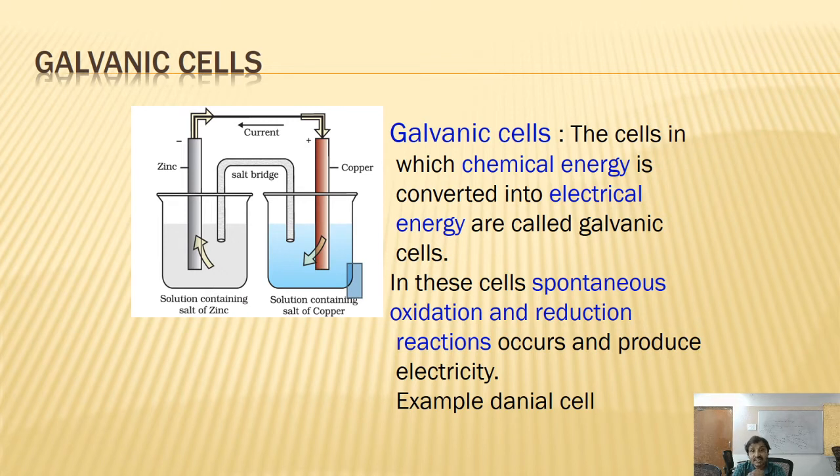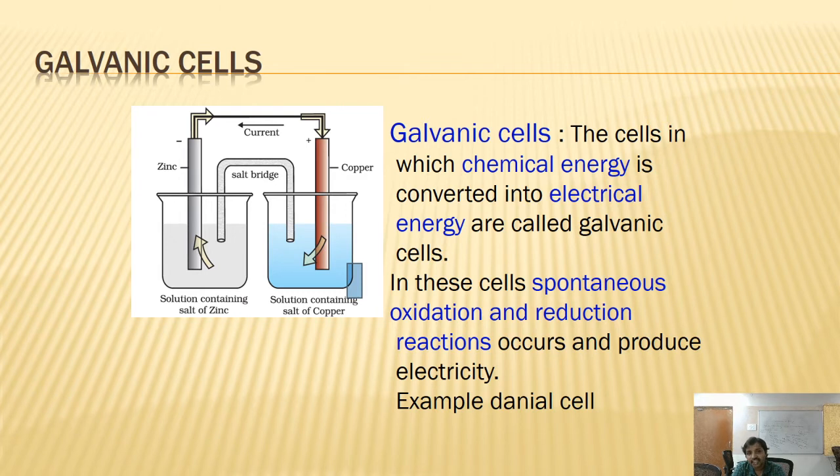When we are discussing galvanic cells, these are instruments which are used to convert chemical energy into electrical energy. That type of arrangement, this type of cell, is called a galvanic cell. A galvanic cell is a device which converts chemical energy into electrical energy.